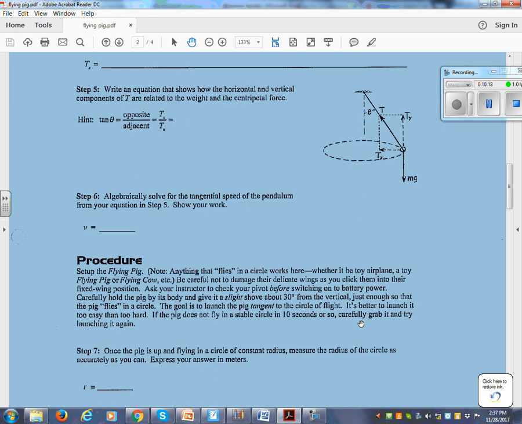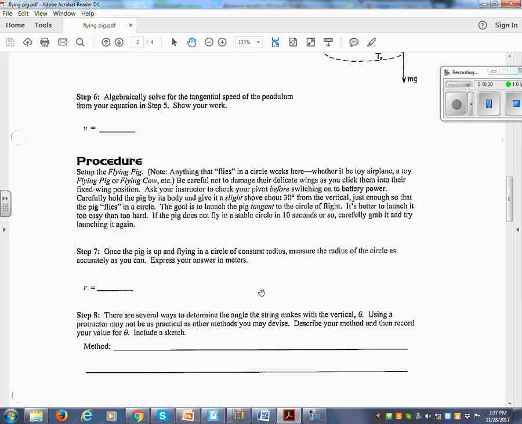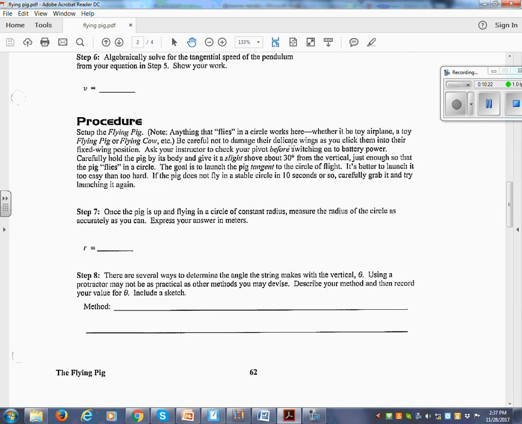Okay, so procedure. Set up the flying pig. Note that anything that flies in a circle here, whether it be a pig, airplane, and so on. I'm going to skip this quickly. Once the pig is up and flying in a circle of constant radius, measure the radius of the circle as accurately as you can. Express your answer in meters.